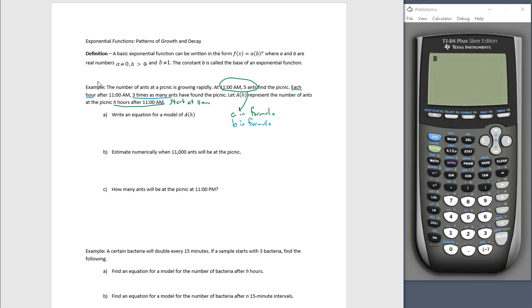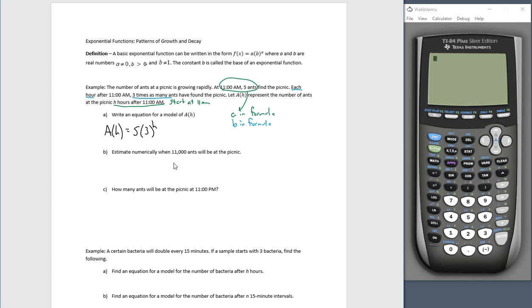And so if we put these two ideas together, we find that the number of ants h hours after 11 a.m. is 5 multiplied by 3 to the h hours. The A of h, the little h in parentheses, tells me what my variable should be. 3 times as many, it's what I'm multiplying repeatedly, and that's what an exponent is. It's repeated multiplication, and I start with 5.